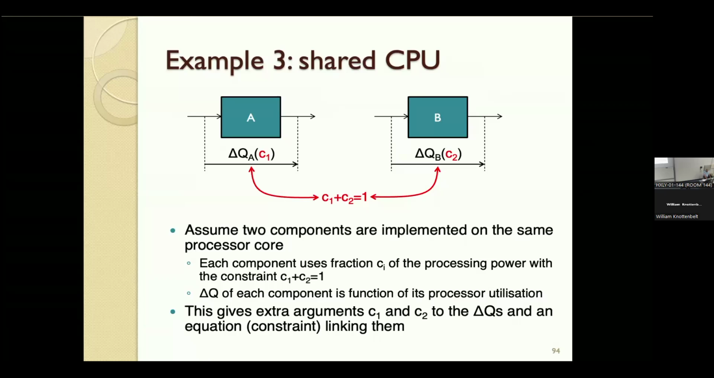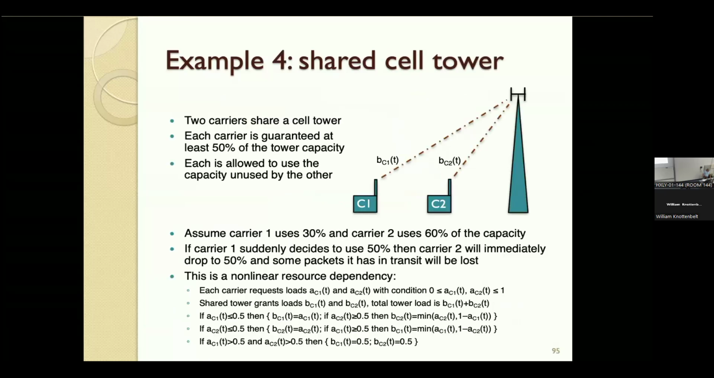But this is the hook into the ΔQSD. But I want to give a more complicated example before going into an actual equation that we want to solve. So here we have an interesting nonlinear sharing. Two carriers, C1 and C2, are sharing a cell tower. They will both communicate with that single tower, and each carrier is contractually guaranteed at least 50% of the tower's capacity. And the joker is each is allowed to use the capacity at any moment in time that is unused by the other.